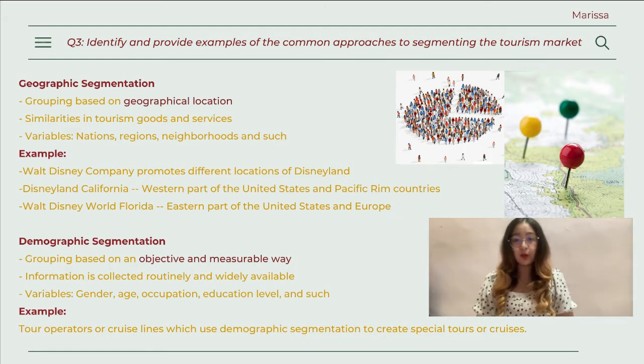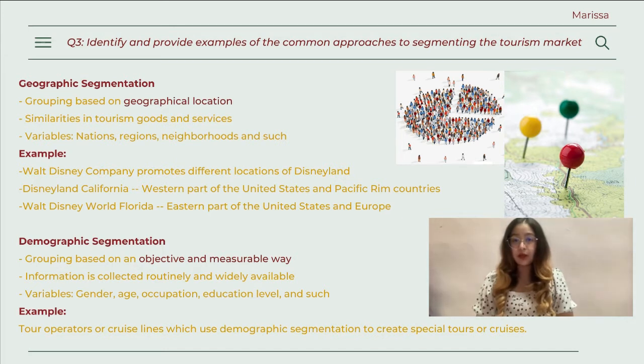Next, we move on to demographic segmentation. This kind of segmentation is known to be the most commonly used in any marketing segmentation. In demographic segmentation, consumers are grouped according to variables which define them in an objective and measurable way. These variables include gender, age, occupation, ethnicity, education, income, and many more. Demographics are commonly used by this industry because the basic information, such as the variables that have been mentioned, is often collected routinely, and this information is also widely available.